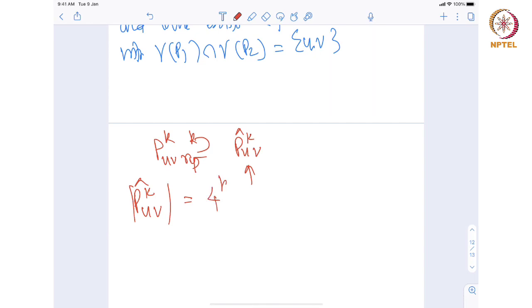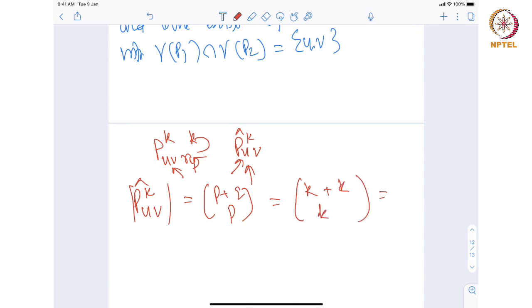P U V k hat, the size of this is going to be at most 4 to the power k, right, because it is p plus q choose p. In our case, what is p? The lengths of paths here, which is k. And what is q? The sets of vertices with respect to which I want disjointness, the cardinality of the set, which is again k. So this is 2k choose k, which is at most 4 to the power k. So this is at most 4^k such sets.